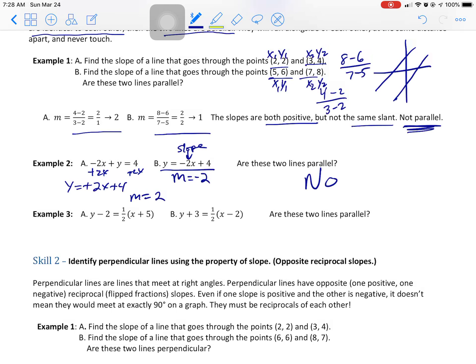So these lines are not parallel. One's negative, one's positive. That means they're going to run into each other like that. So they can't be parallel.